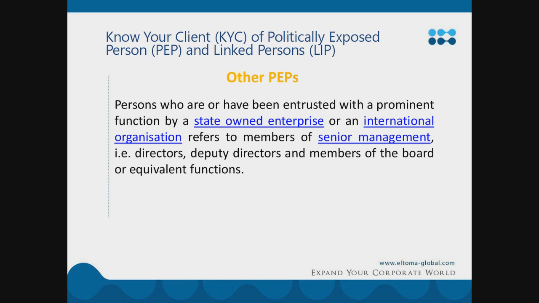Also, the director of a state-owned enterprise will be a PEP. For example, in different countries, if the country or government owns 50 plus 1 share of such a legal entity, the director and shareholders of such a legal entity will be PEPs.